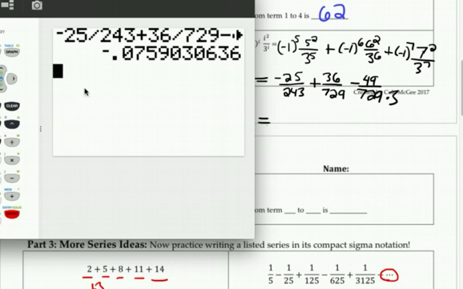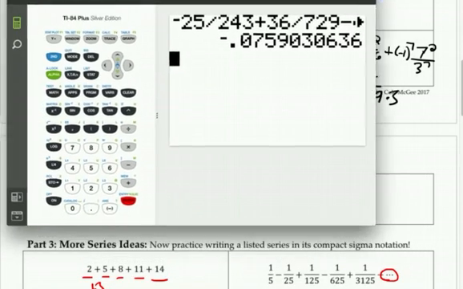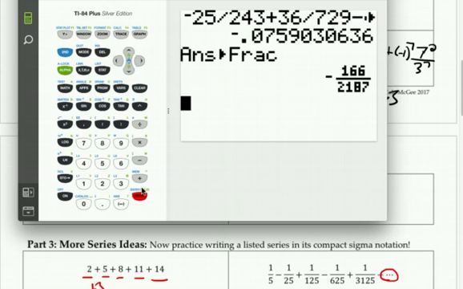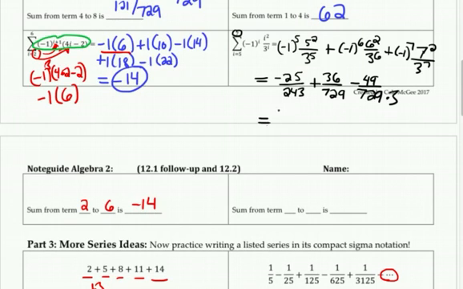So let's see what that is. Now you don't want just this decimal, remember. I want you to rationalize it. So you could use a common denominator if you want to do it by hand, or otherwise I need you to press math, fraction, and have it reduce that for you. So there's what we're going to have on this one. We're going to have negative 166 over 2187. So there you go. That's what the sum from term 5 to term 7 is going to be, that number.